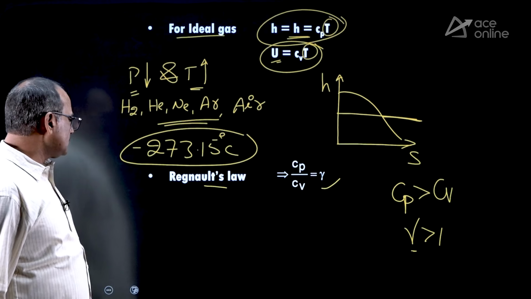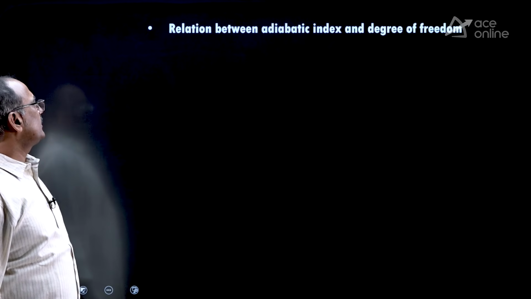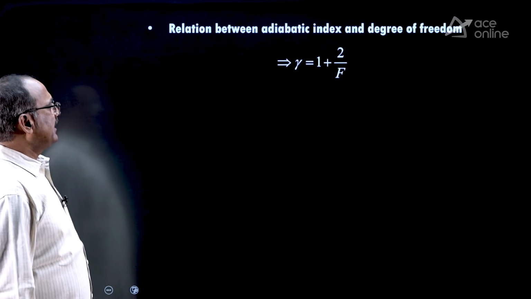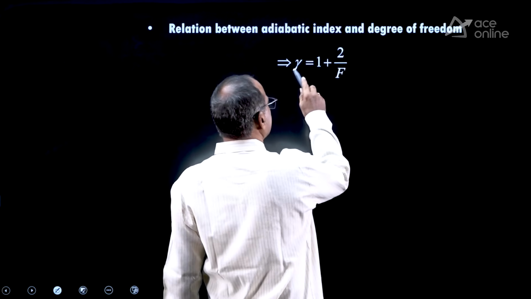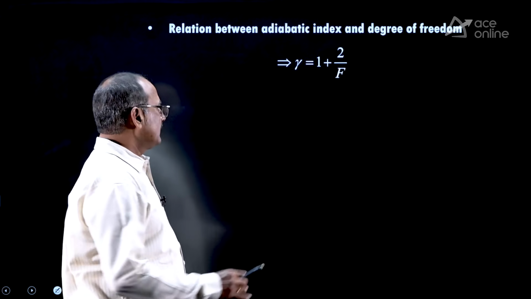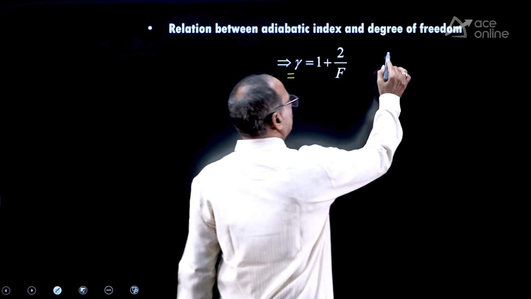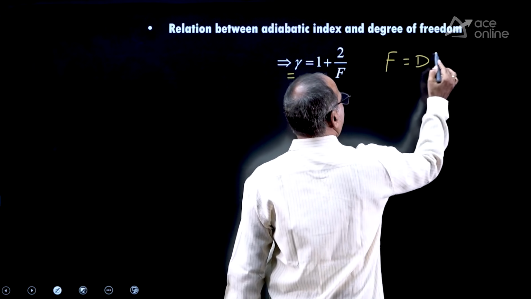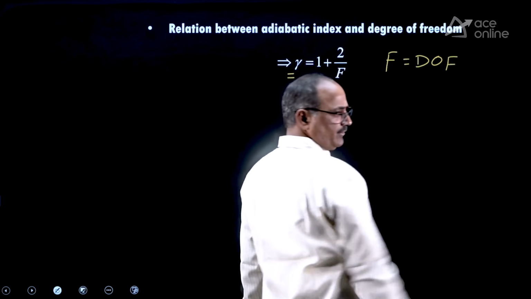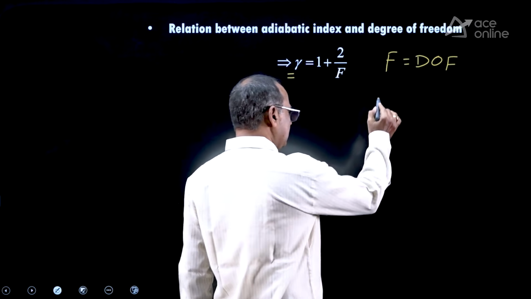Similarly, look at another important point, the relation between the adiabatic index and degree of freedom. This formula we have already clearly discussed. The adiabatic index gamma equals 1 plus 2 by f, where f equals the degree of freedom. The degree of freedom we have clearly discussed.